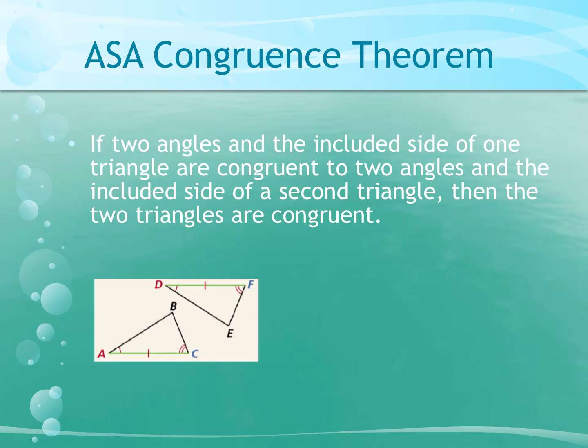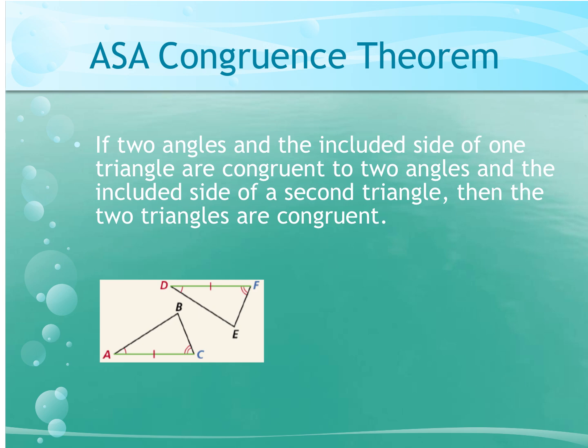This one is called the ASA congruence theorem. And this one states that if two angles and the included side of one triangle are congruent to two angles and the included side of a second triangle, then the two triangles are congruent. So notice the letter S is in between the two letter A's, indicating that it's the included side. So it has to be the side that's in between the two angles that are marked with the congruency.